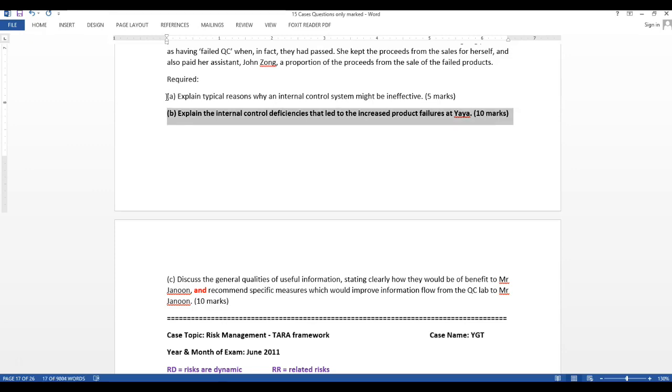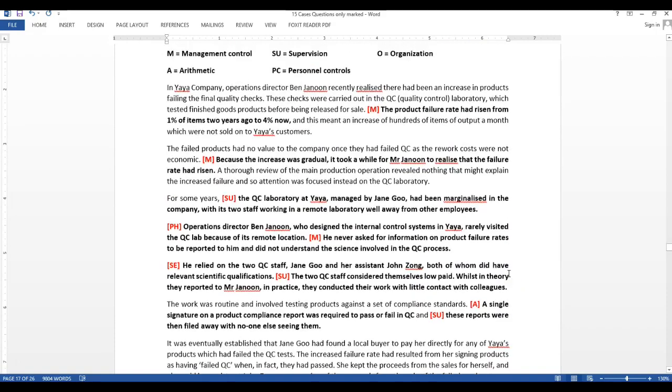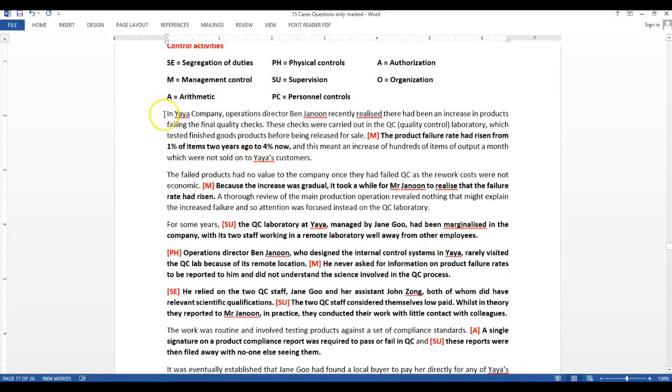So this is what the case actually deals with. Explain the internal control deficiencies that led to the increased product failures at Yaya. So what are the internal control deficiencies that have increased the number of product failures in the company Yaya? We have to find out these deficiencies, and it has 10 marks here. So 10 marks means we have to find about 10 to 12 points. So we'll start from here.